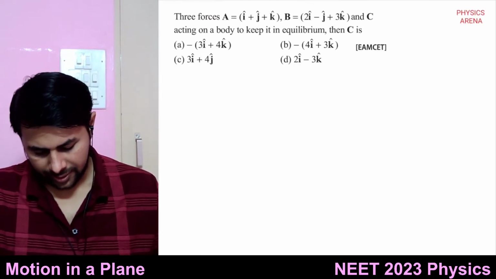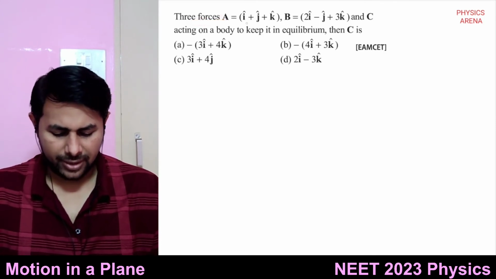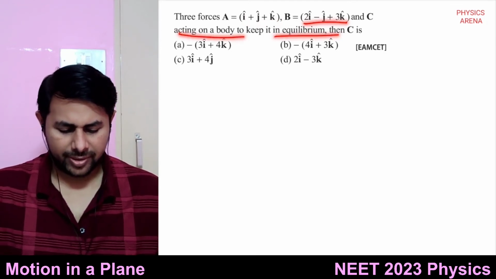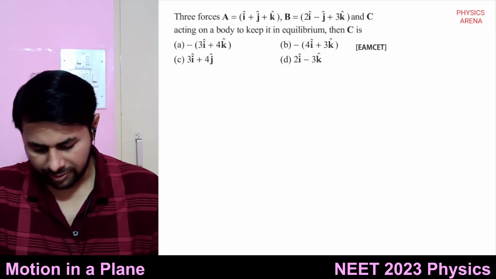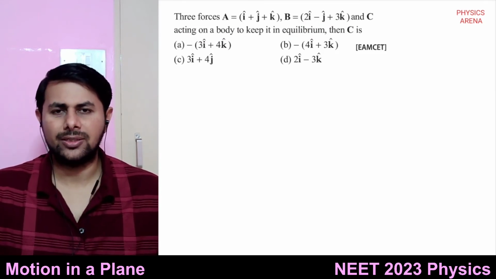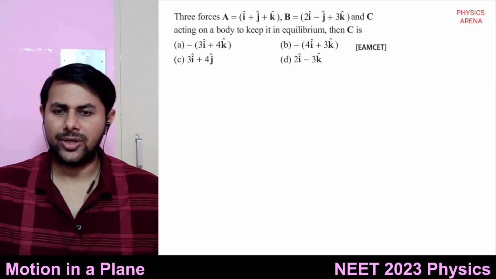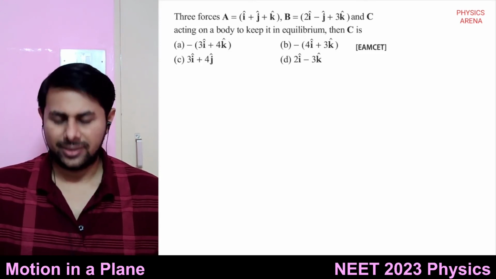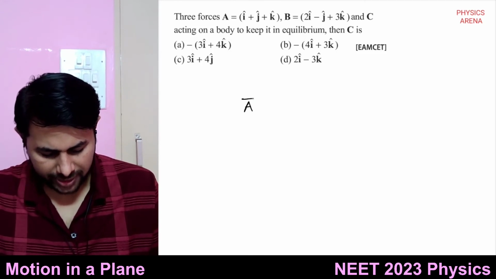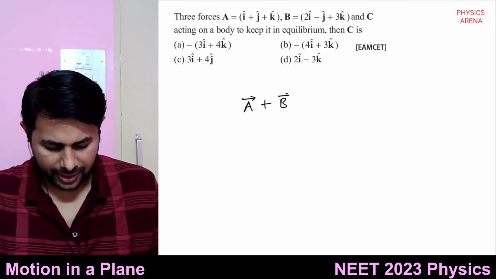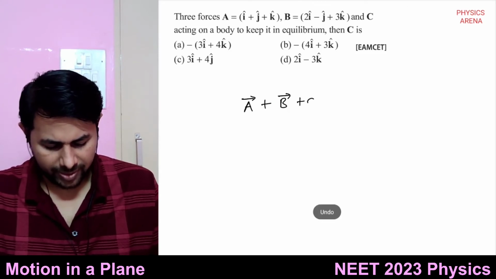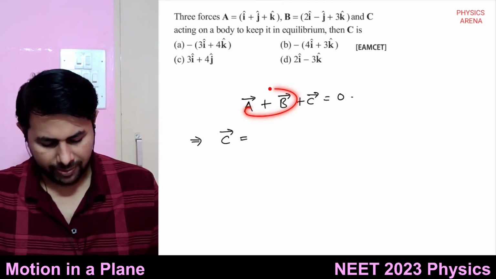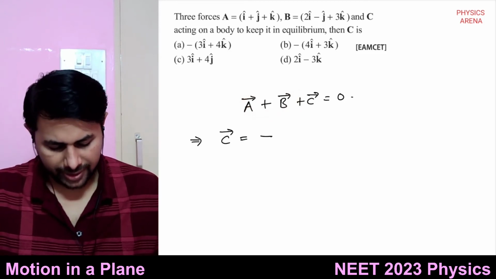All right. Next question. Three forces: A bar is equal to i cap plus j cap plus k cap, B bar is equal to this, and C bar act on a body. To keep it in equilibrium, C is. Do you know what equilibrium is? If a body is in equilibrium, the sum of all the forces acting on that body is zero. So A bar plus B bar plus C bar is equal to 0, and you want C bar. So C bar is equal to minus of A bar plus B bar.